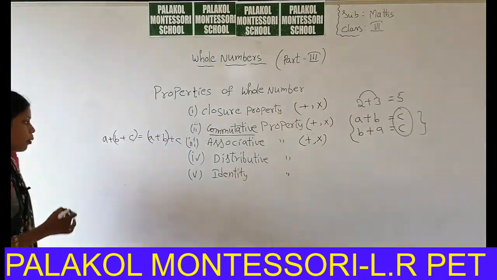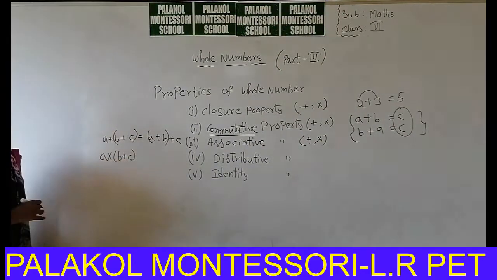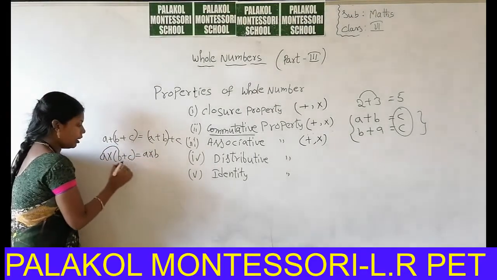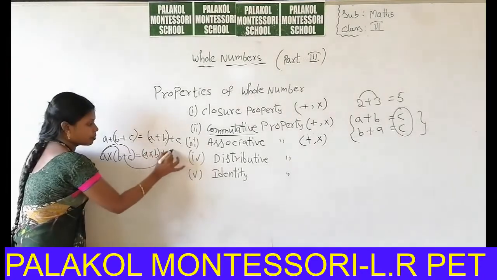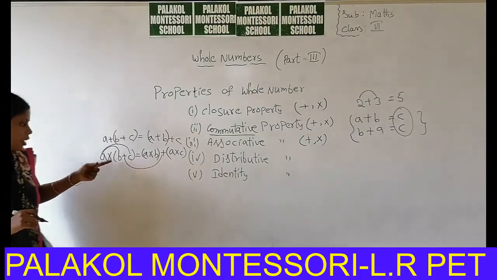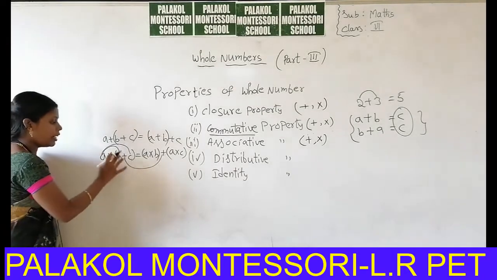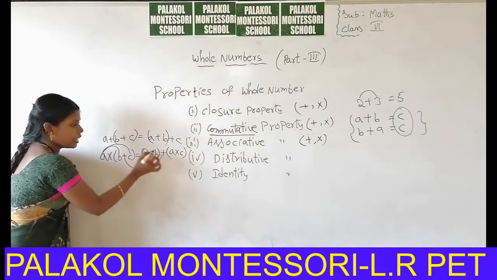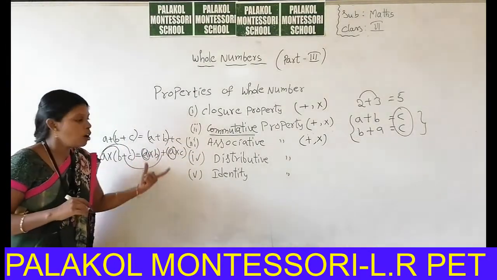Next, distributive property. a into b plus c is equal to a into b plus a into c. This is the distributive property formula, very easy. a into b plus c is equal to a into b plus a into c. In this case a repeats 2 times. So that is distributive property.